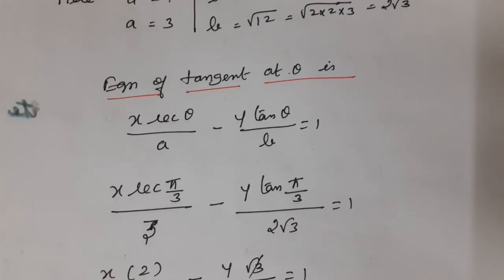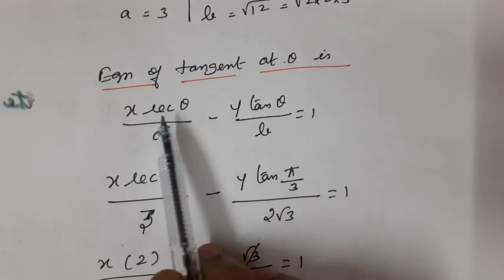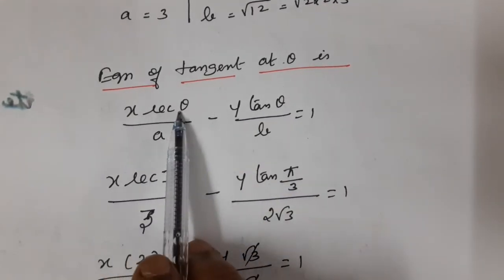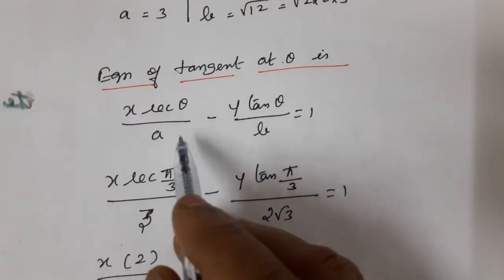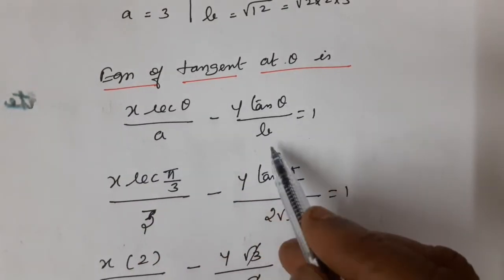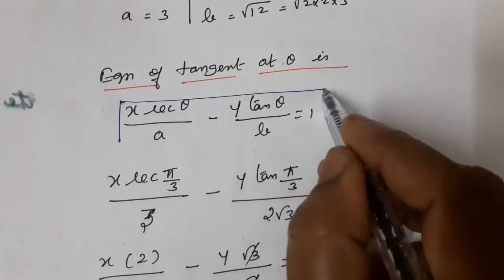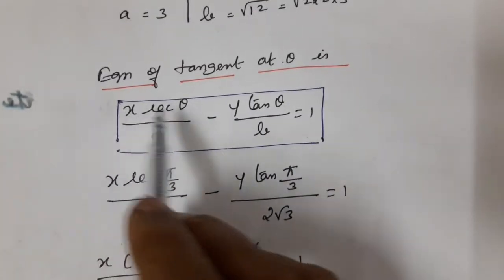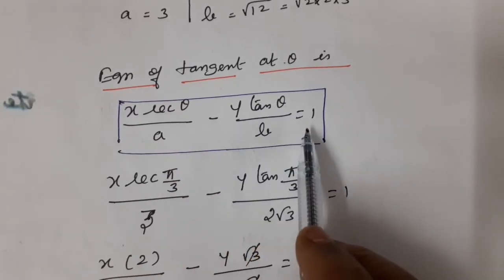Here also using the table only we learn the equation of the tangent at theta. Equation of the tangent is what? x into secant theta by a. This is also an important formula. x secant theta by a minus y tan theta by b equal to 1.